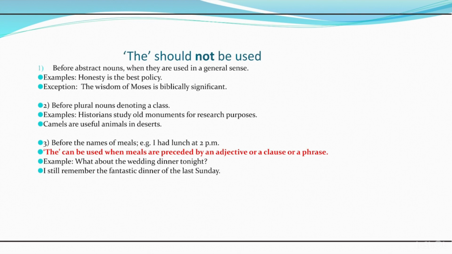But the can be used when meals are preceded by an adjective or a clause or a phrase. For example, what about the wedding dinner tonight? I still remember the fantastic dinner of the last Sunday. Okay? As in the previous example, if you remember, I said that let's have a good dinner. So there also you can use the article a.